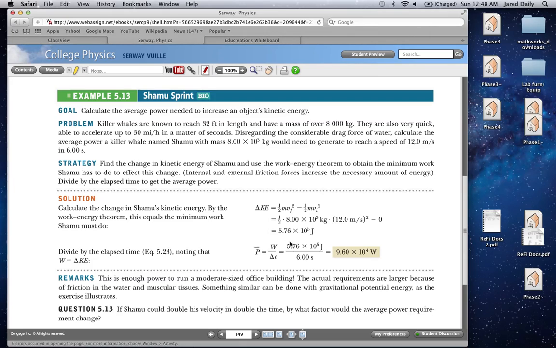And that tells you how much change there was in the kinetic energy, which tells you how much energy you had to provide to make that change, because this is going to be equal to the amount of work done. And so 5.76 times 10 to the 5 joules divided by 6 seconds is work divided by time, which is power, average power. 9.6 times 10 to the 4 watts is the amount of power needed to accomplish that.